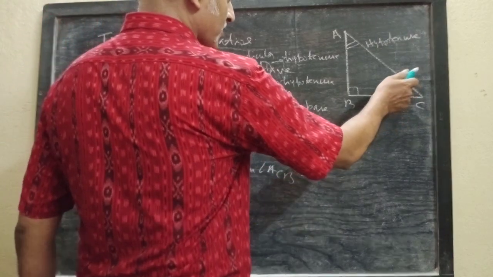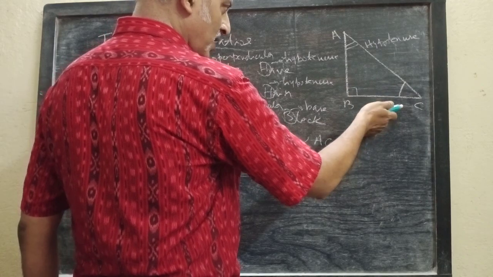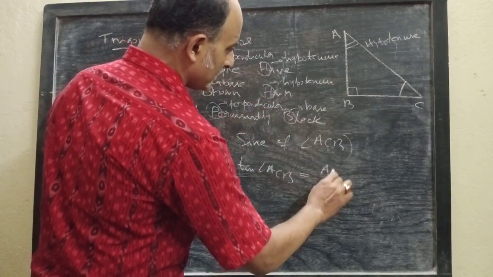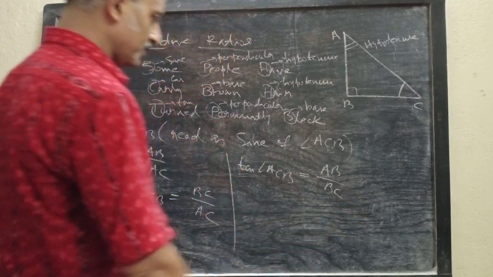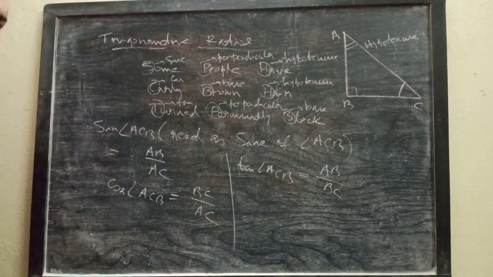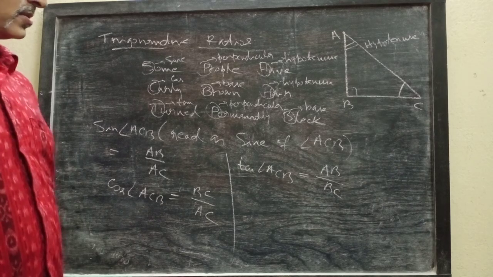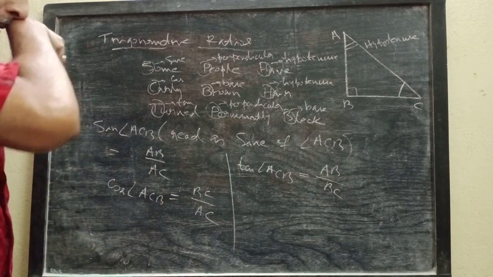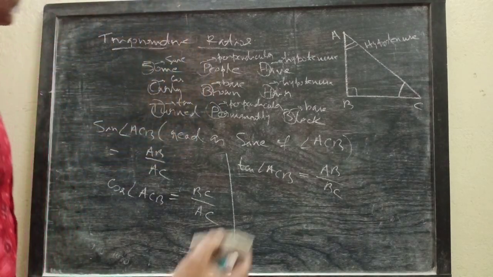What is P with respect to this? P is AB. What is B? B is BC. This is perpendicular, this is base. So you have to write AB by BC. So we know the first three ratios of the angle ACB. Next, we have to go to the next three ratios.